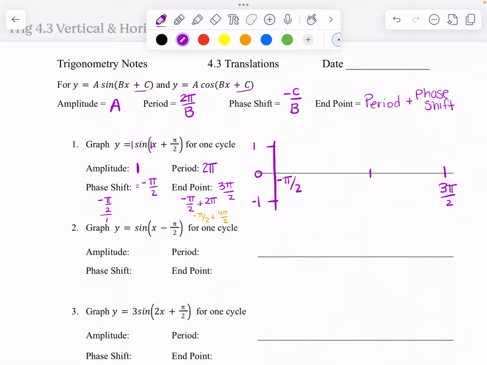Okay, now I need to find the guy in the middle of that. So I'm going to take negative pi over 2 plus 3 pi over 2. The denominator is the same. So negative 1 plus 3 is 2. I can cut that in half. So this guy is 1 pi over 2. All right, negative pi over 2 plus pi over 2 is 0. Cut that in half, it's still 0.